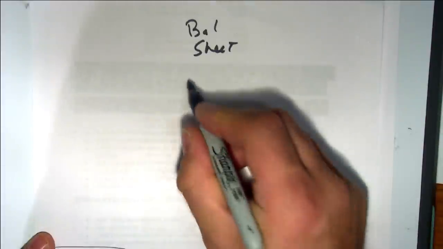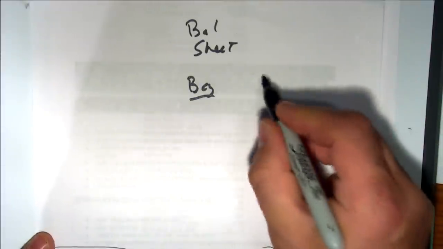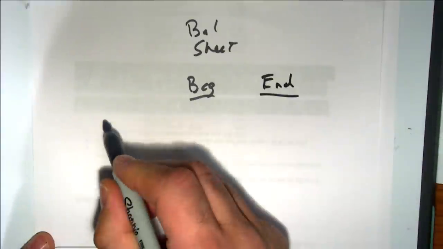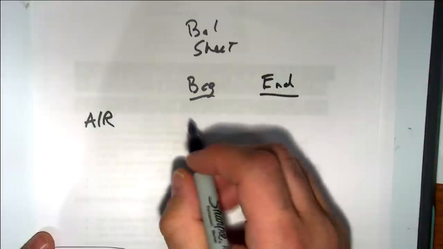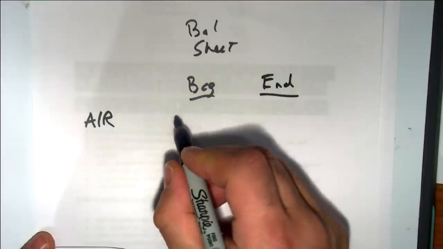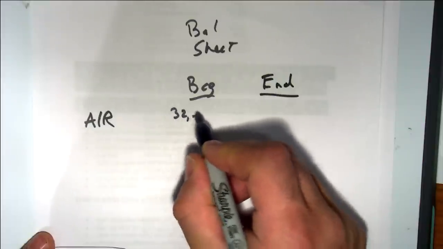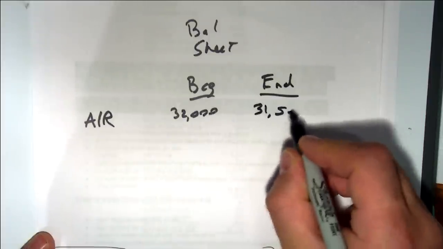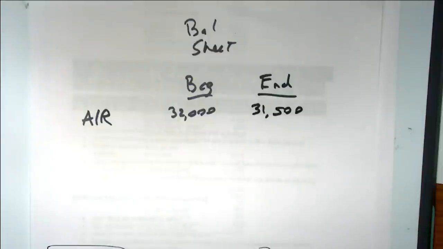Okay? And this is the beginning of the year balance, and this is the end of the year balance. Okay? So let's take accounts receivable, for example. Let's say accounts receivable at the beginning of the year was $32,000, and at the end of the year, it's $31,500. It's decreased by $500.